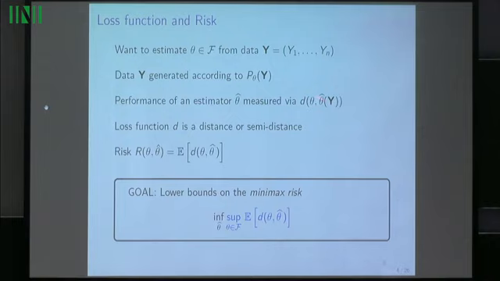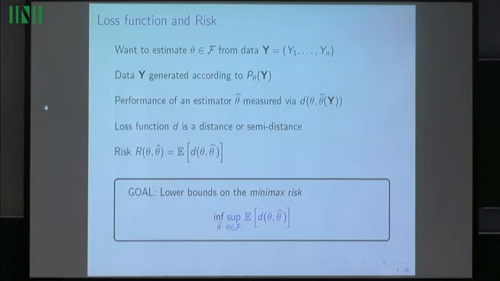This loss depends on the realization y, and the risk is just the expected value of the loss, where the expectation is taken with respect to this distribution p theta. So the risk is a function of theta, and what we want is to understand what is the worst case risk over the set F. In other words, we want to get lower bounds on the minimax risk, which is defined as the worst case risk of the best possible estimator. So is the setup okay?